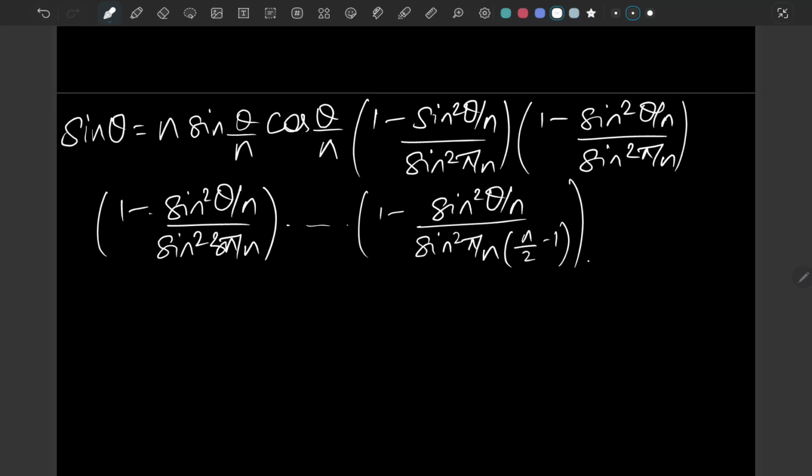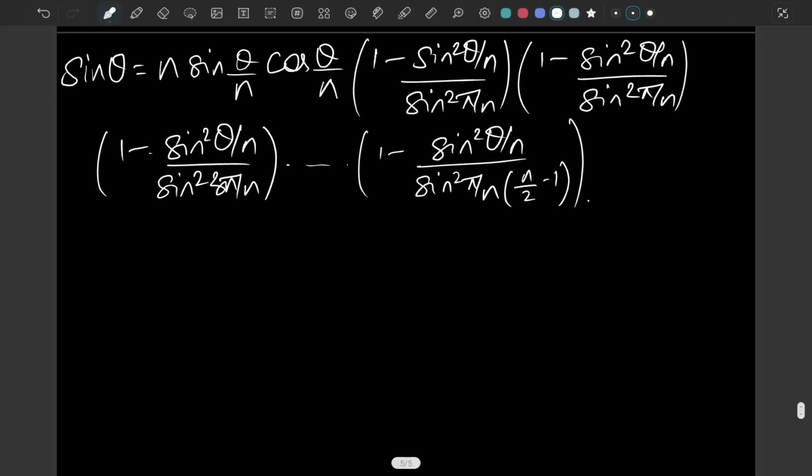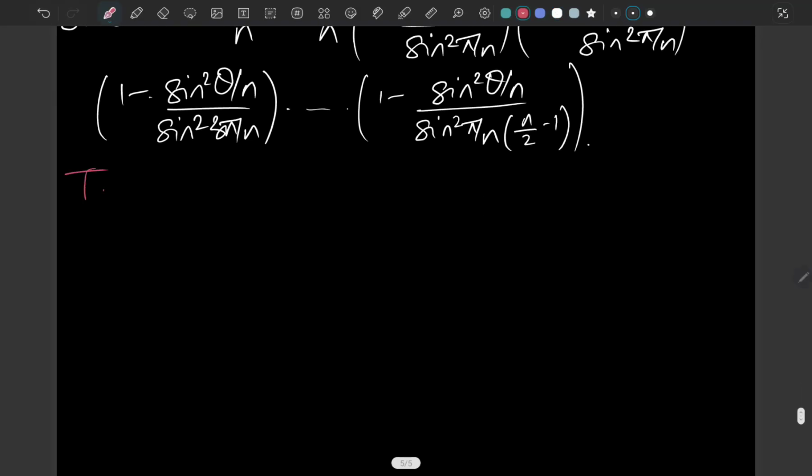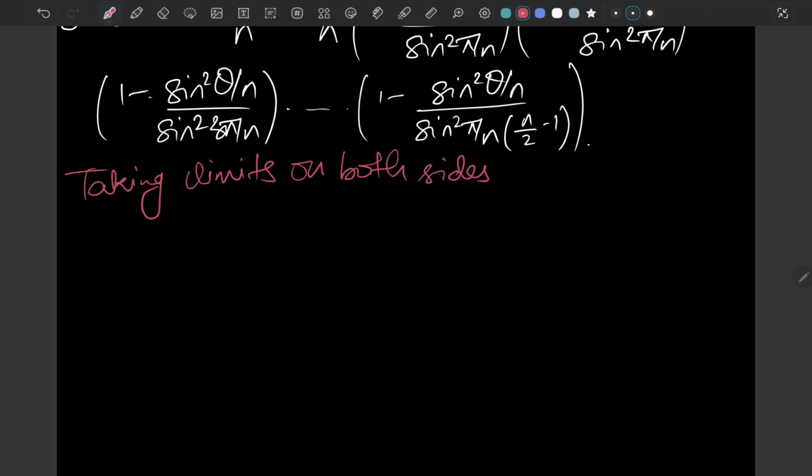Wow, that's pretty fine. Okay, so next what we are going to do is take some limits that's really going to blast our mind a little bit, not too much, don't worry. So basically, taking limits on both sides when n tends to infinity.